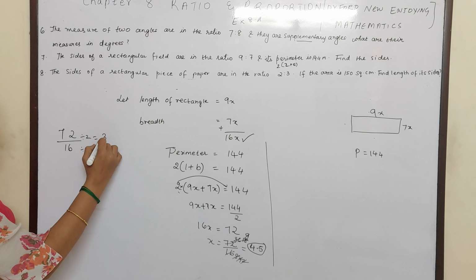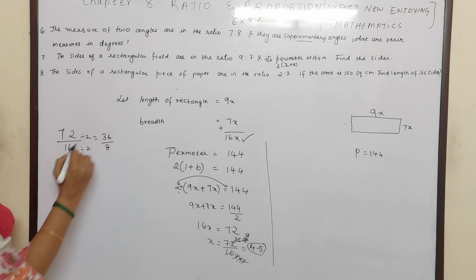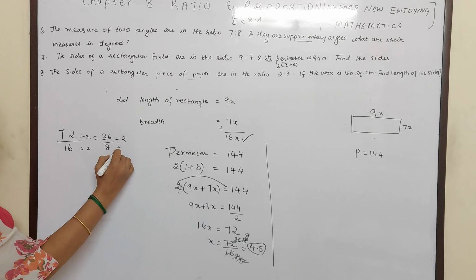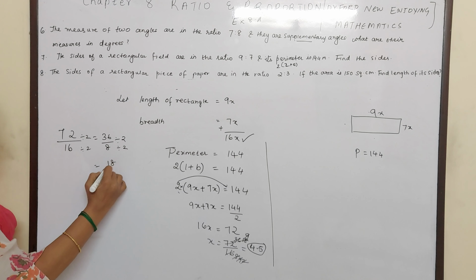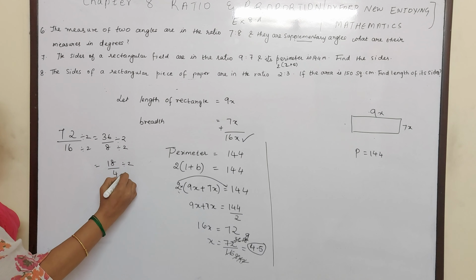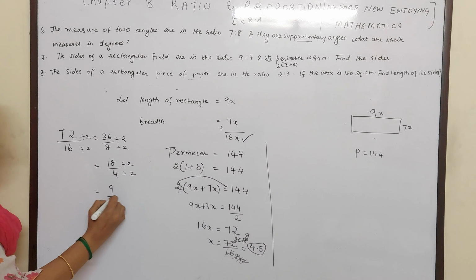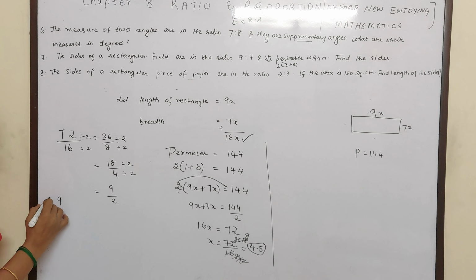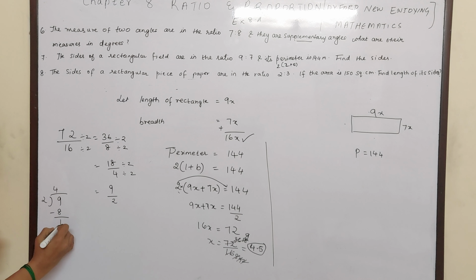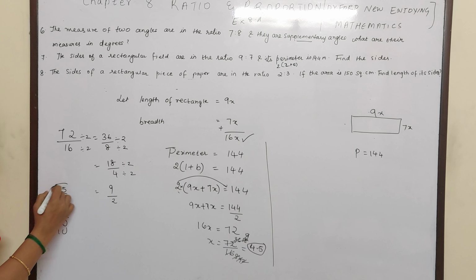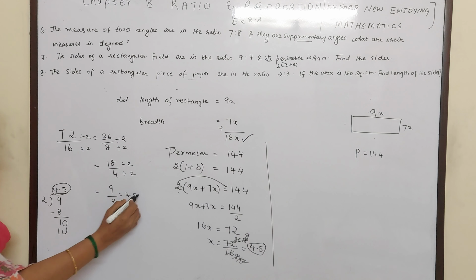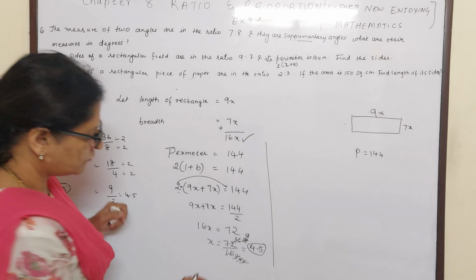So it is 36 by 8. Then again divided by 2, you will get 18 by 4. Again divided by 2, you will get 9 by 2. And 9 by 2, as per long division, is 2 4s are 8, one remainder. If you add 0, you put a point, 2 5s are 10. So you get 4.5. So you got the value of x as 4.5.